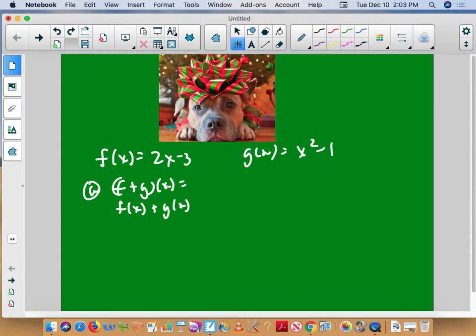So here you would go 2x minus 3 plus x squared minus 1. I put it in parentheses. It doesn't really matter if I'm adding, but I could really mess up if I'm subtracting or dividing or something. So I'm supposed to take the first function and add it to the second function. And then you were supposed to add like terms.